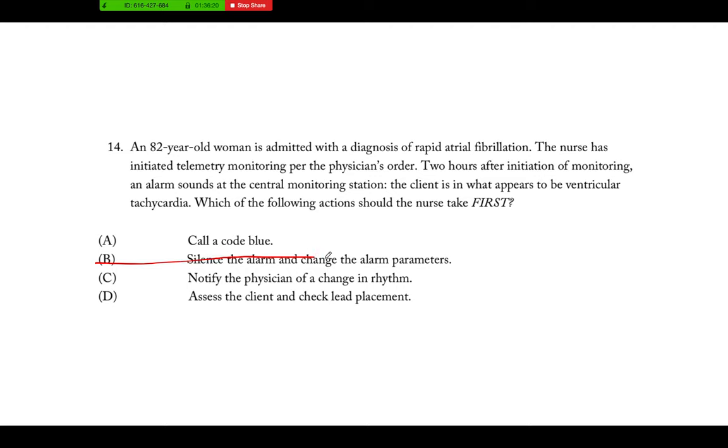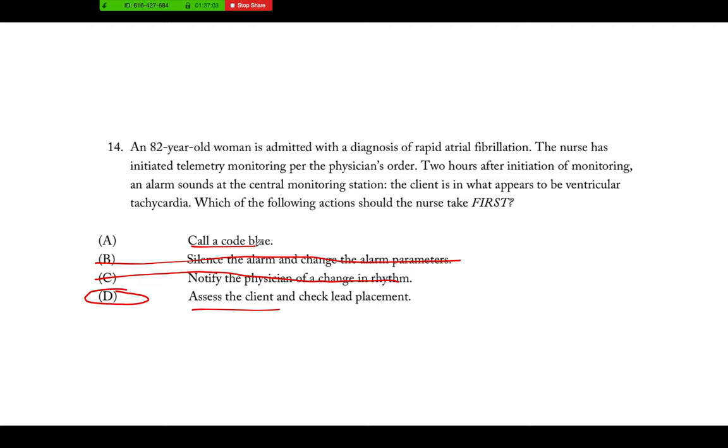Okay. I agree. Good. Excellent. Very good. This is one of the assess versus implement question types that you'll see on the NCLEX. I'm sure that you saw when you took it. Sometimes taking action is not the first thing you want to do. Doing more assessment is definitely the key here.